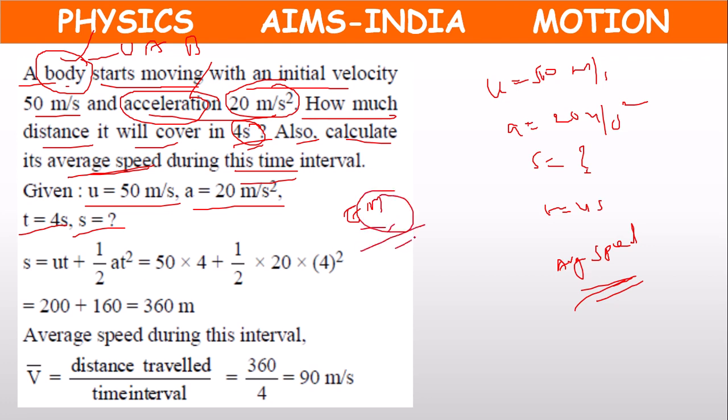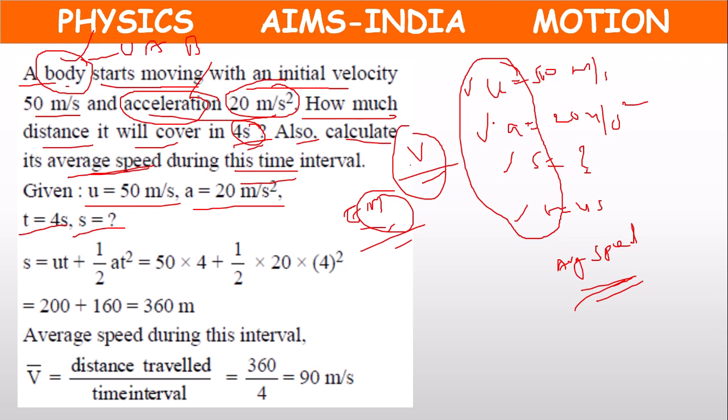We have mainly 3 equations of motion. Here there is no need of final velocity. Final velocity they have not mentioned. So we have u, a, s, t. In equations of motion, the equation relating these 4 quantities without v, without final velocity, is the formula s equal to ut plus half at square. Let's use that formula. In the place of s we have to find, u value is 50, t value is 4, half, a value is 20, and t value is 4 square.